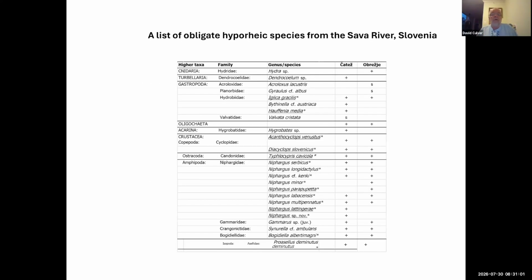And here's just an example. Art Palmer used to say you could always tell a biology talk because there are a bunch of stupid lists. So I thought I'd include a list for everybody. This is just a list of species that are found in the underflow of the Sava River in Slovenia. The Danube also has very rich sites.